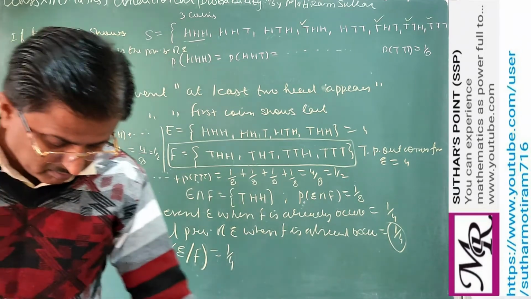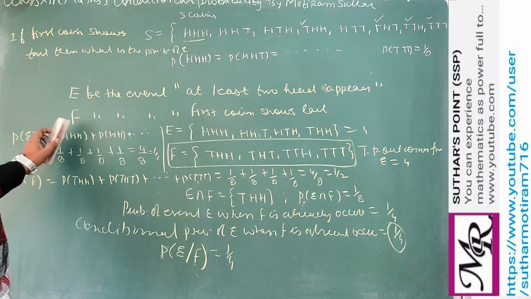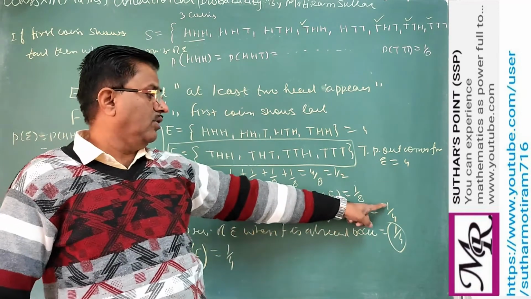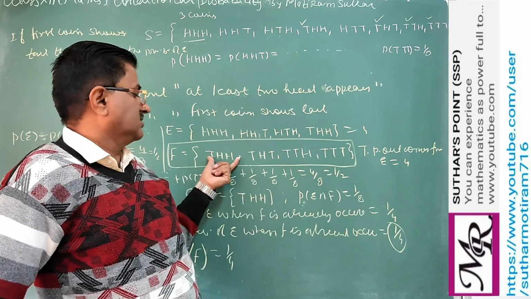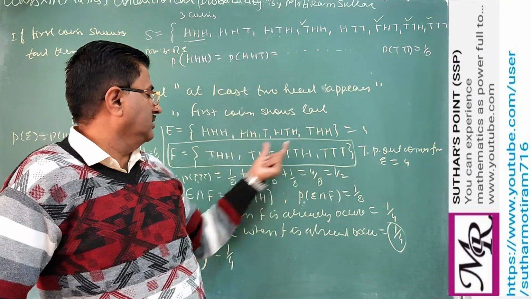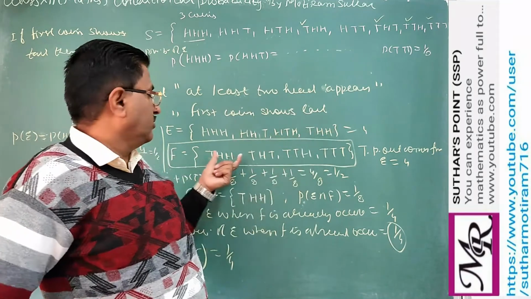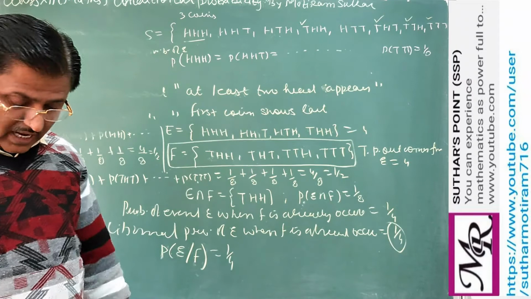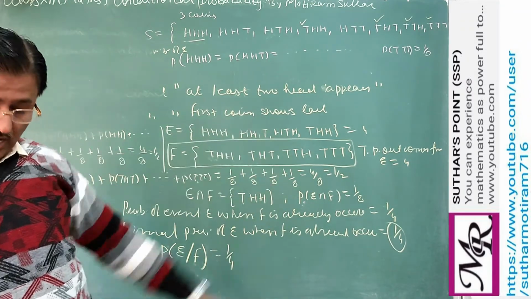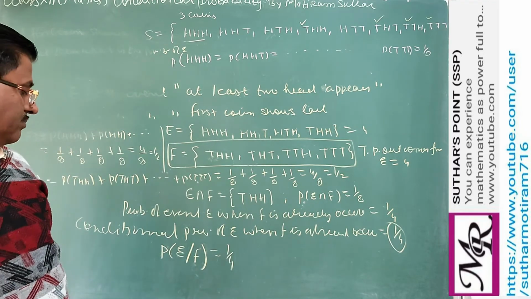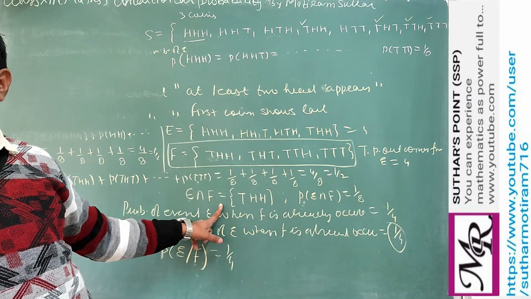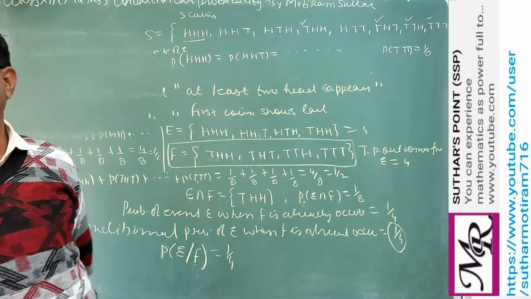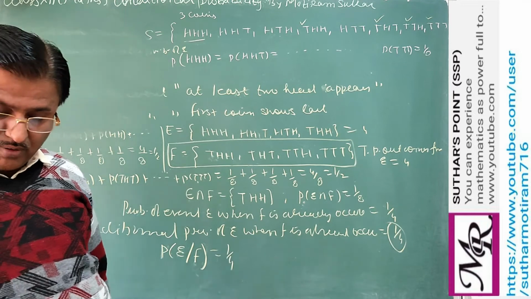Note that the elements of F which favor the event E are the common elements of E and F. So this is what we see here: THH, which is in both E and F. So we can modify this and draw a formula. The elements of F which favor E are the common elements of E and F. For conditional probability, the elements favorable to E means the elements common to E and F. Clear? So thus we can also write the conditional probability.